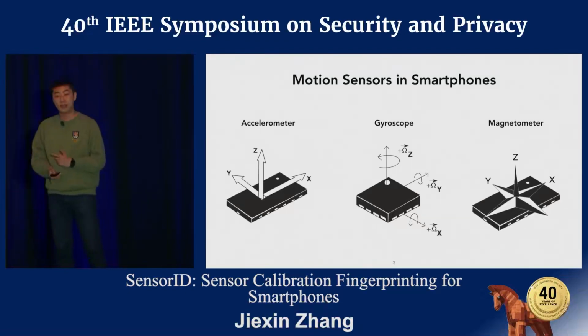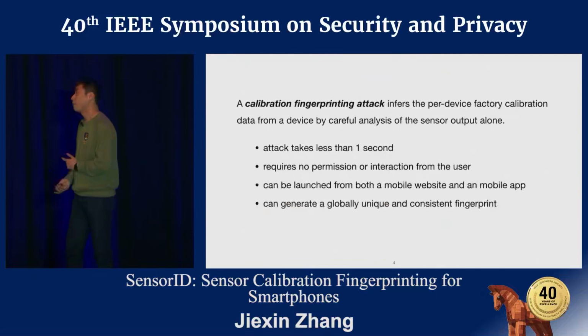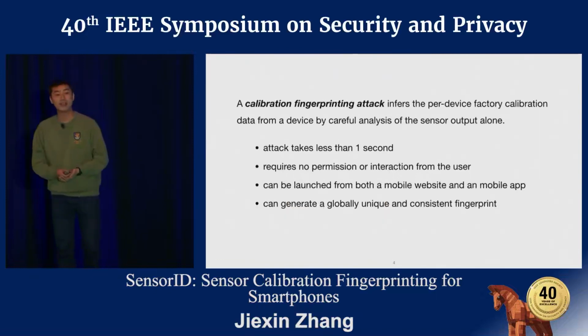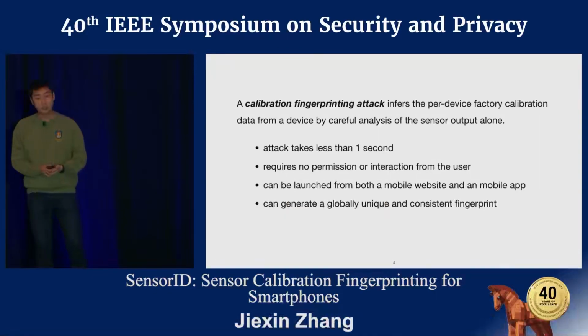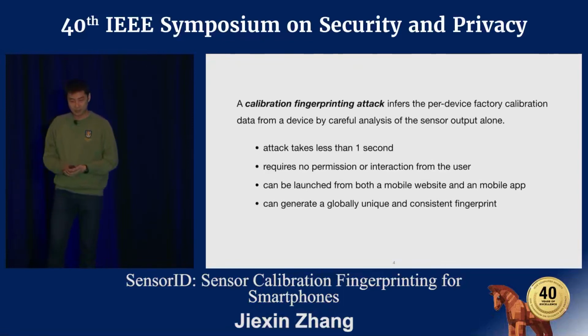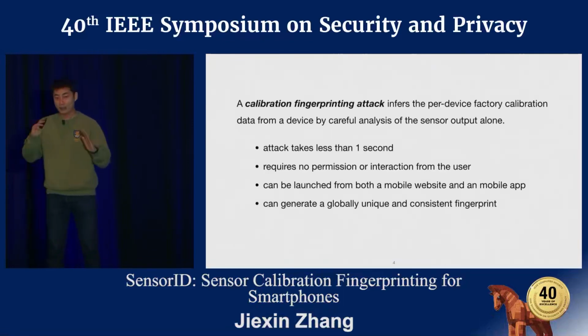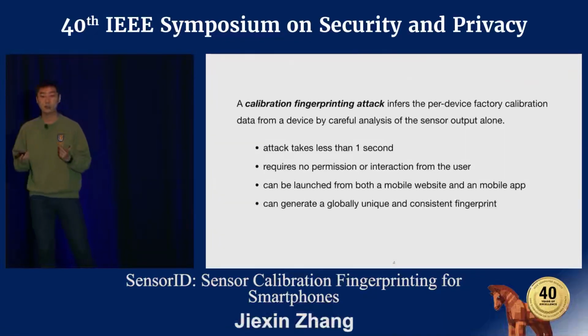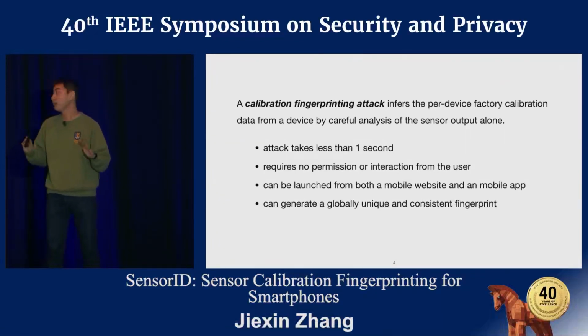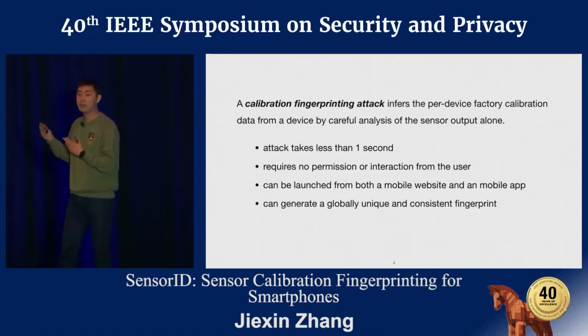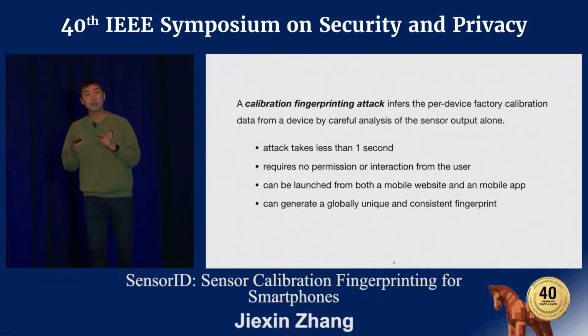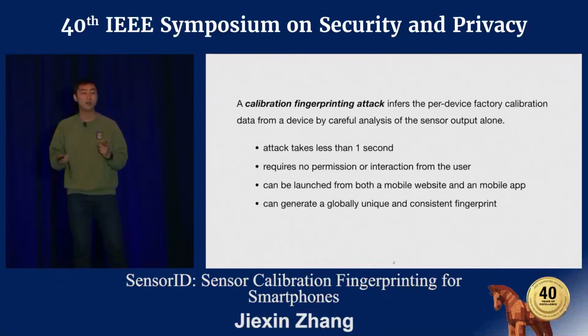We find that this is pretty dangerous, because we have proposed a new type of device fingerprinting attack, which we call the calibration fingerprinting attack. This attack works by inferring the calibration data of these sensors by simply analyzing the sensor outputs, which does not require any permission. Furthermore, normally if manufacturers do calibration, it is most likely per-device calibration, and we can use this data to uniquely fingerprint every device.